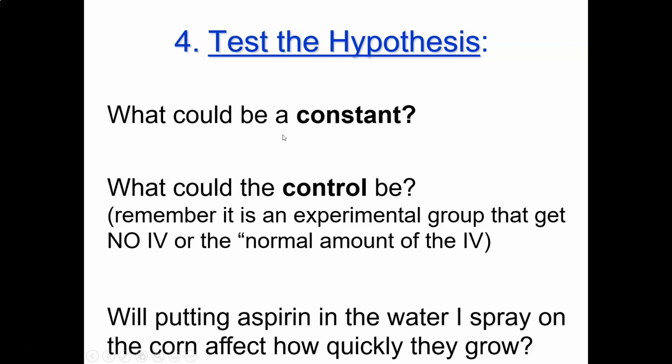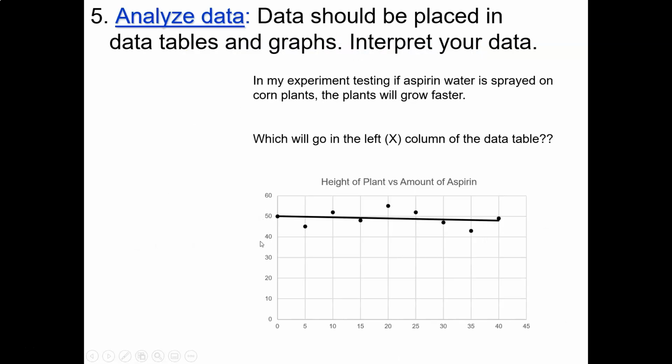What would the control be? This is the tricky one for kids. The control is the part of the experiment that gets the normal treatment or no treatment. Since we're treating the plant with the aspirin, the plant that does not get the aspirin, does not get the independent variable, no IV, no aspirin, that is going to be our control group, and that's the one that we're going to be comparing to. So, all right.